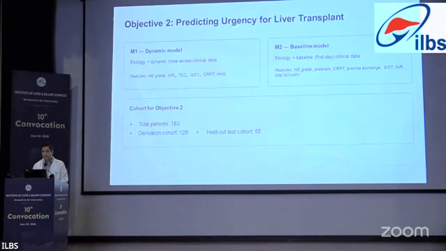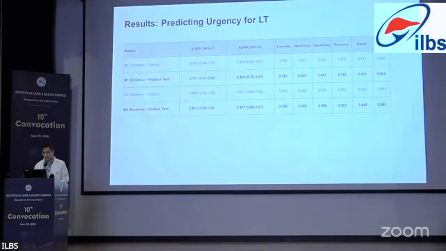Second was predicting the urgency for liver transplant. So again, you created 2 models. One was a dynamic model and the other was a baseline model. When you created both, what you found out is that this model also predicts with nearly 75 to 80% accuracy the urgency for liver transplant.